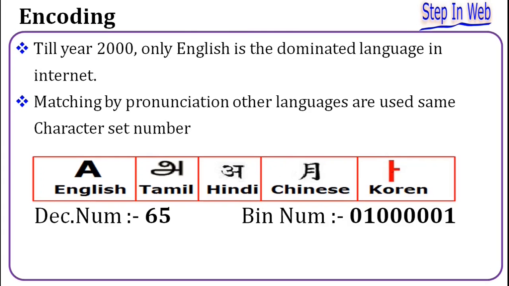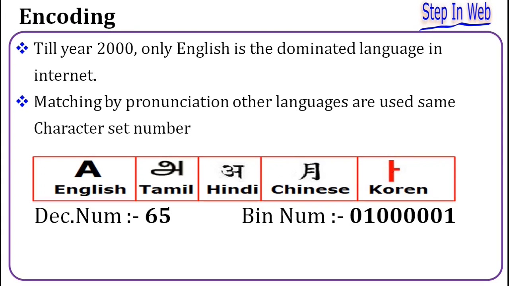Suppose that English text is interpreted with the Chinese decoder, then the problem will start. It will not show any Chinese letter. It will give some wrong, different character set. So he could not understand that message. So the limitation came after the year 2000.